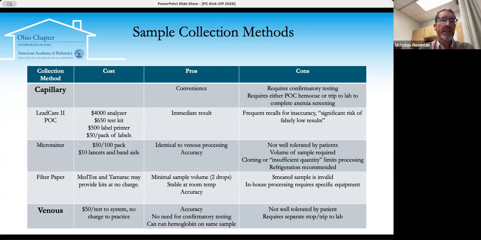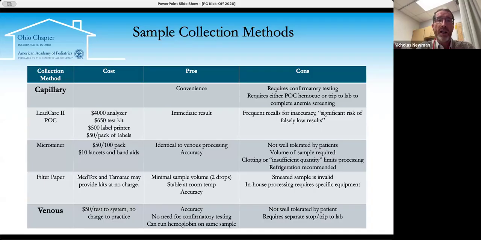The microtainer tubes are actually pretty, it can be a little bit time consuming to collect the blood.